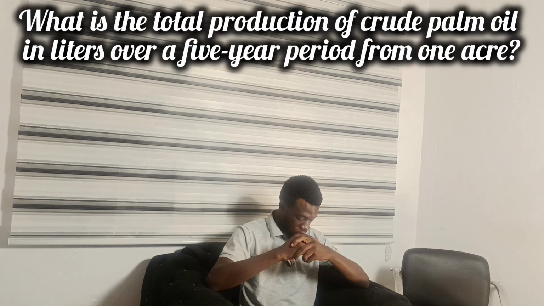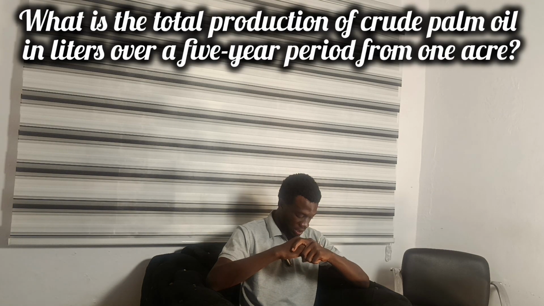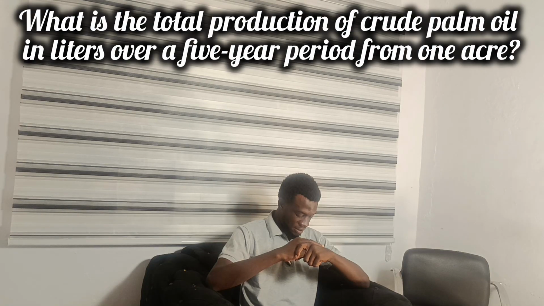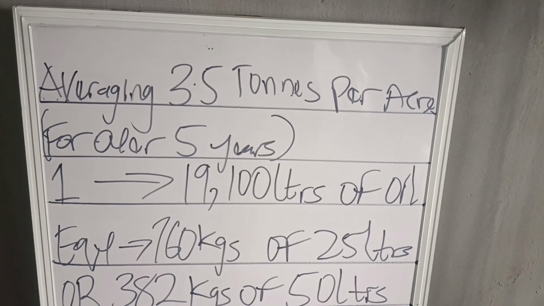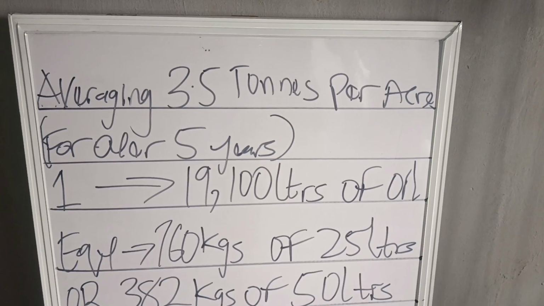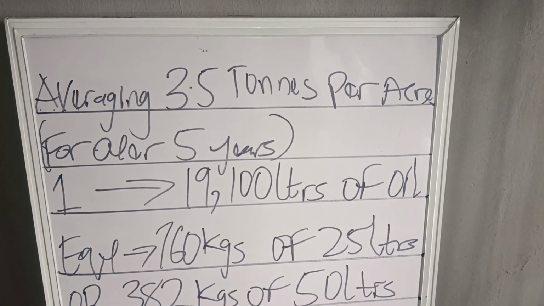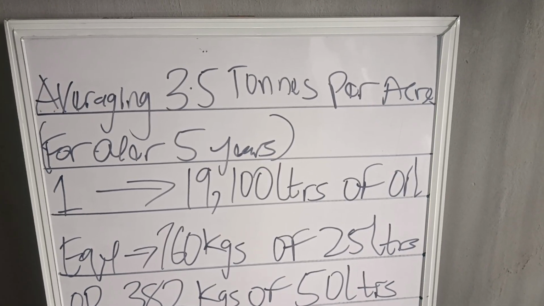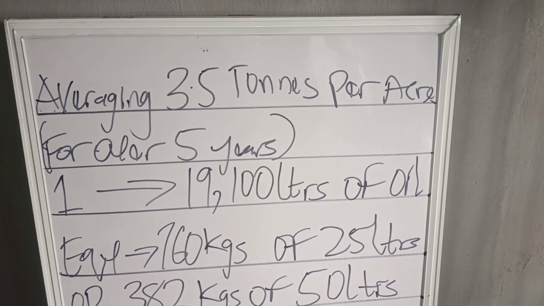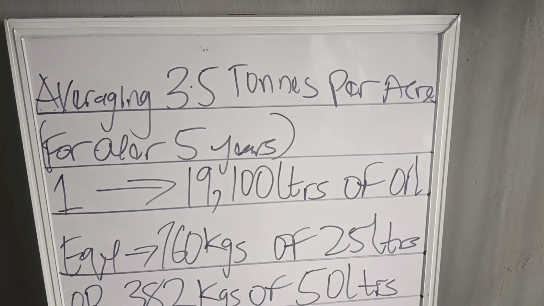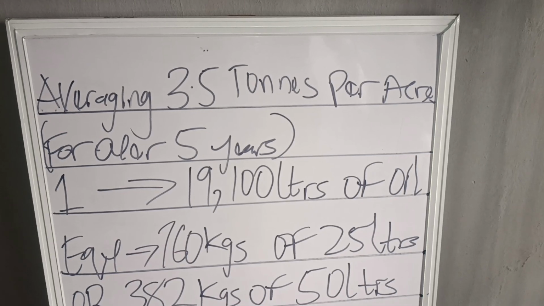And this brings me to the next question, which says, what is the total production of crude palm oil in liters over a 5-year period from 1 acre? Now, if we put it in the context of averaging 3.5 tons per year over 5 years, 1 acre can produce approximately 19,100 liters of crude palm oil, which is equivalent to 760 kegs of 25 liters each, or 382 kegs of 50 liters each.